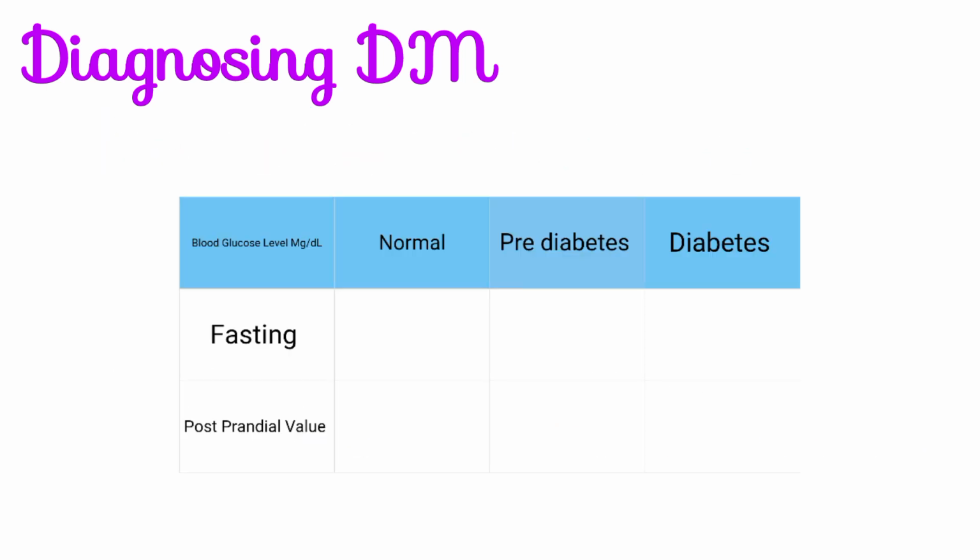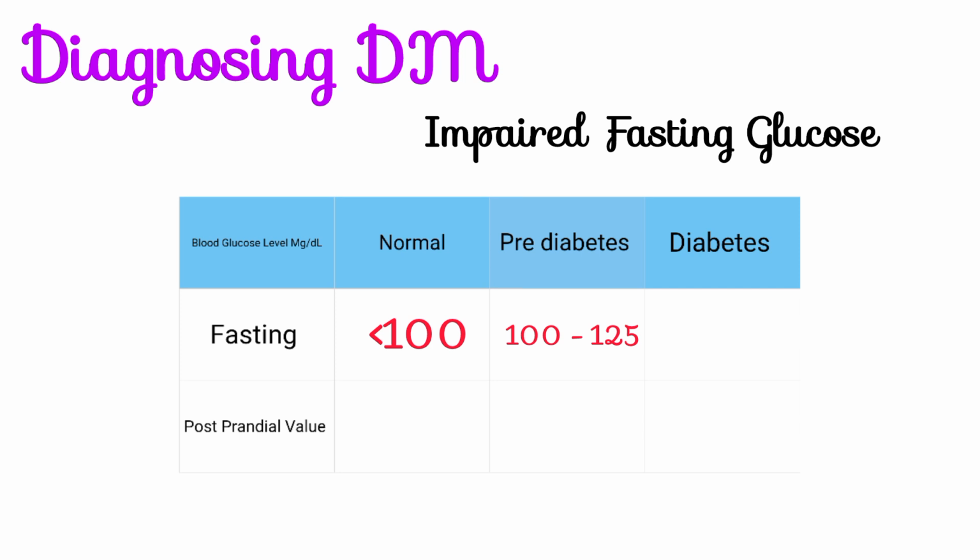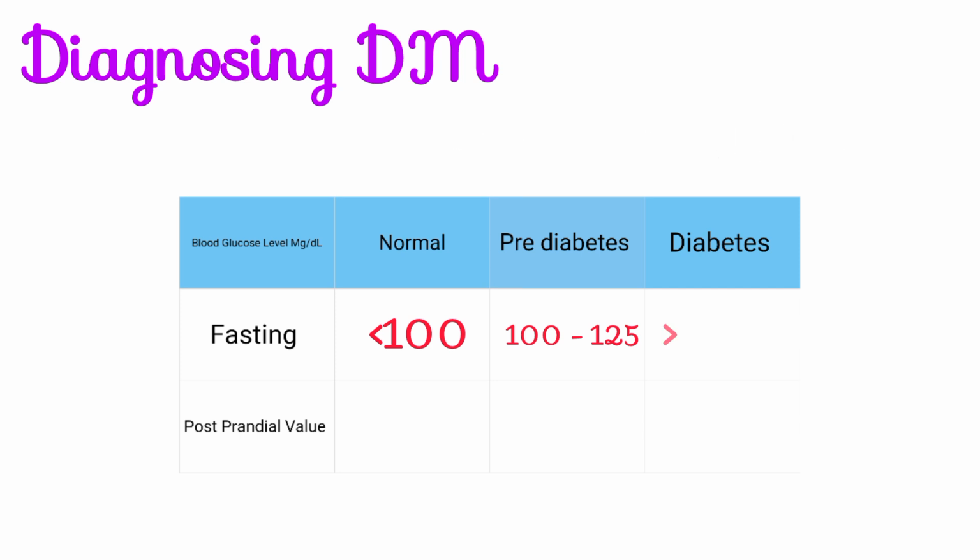In the fasting stage, if the patient's glucose level is less than 100, it is normal. If the glucose level is between 100 and 125, the patient is in the pre-diabetes stage, which means impaired fasting glucose. If the patient's glucose level is greater than 126, the patient has diabetes mellitus.